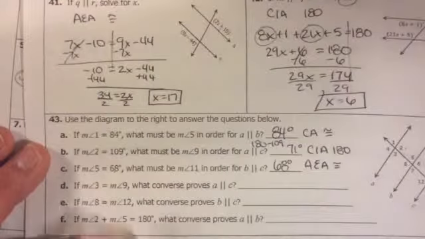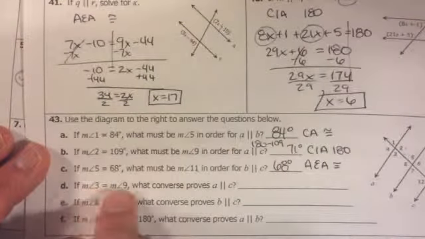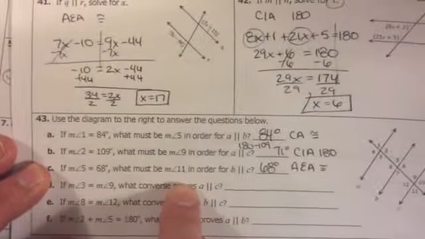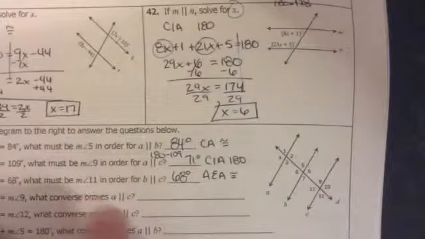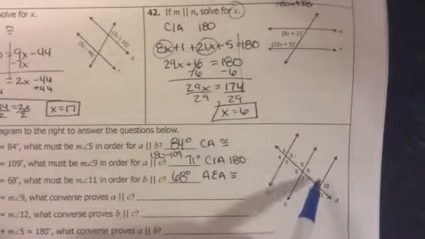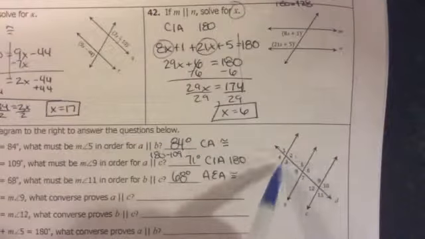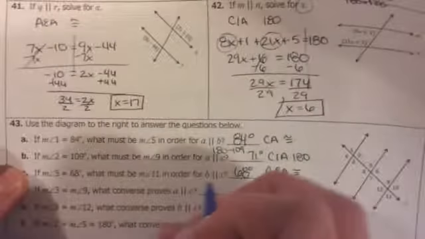Now we're going to work a little bit backwards. They're saying if angle 3 is congruent to angle 9, what rule proves that? So angle 3 and angle 9, let's look. Here's angle 3, here's angle 9. Those are the inside of the parallel lines right here. So those are alternate interior angles.